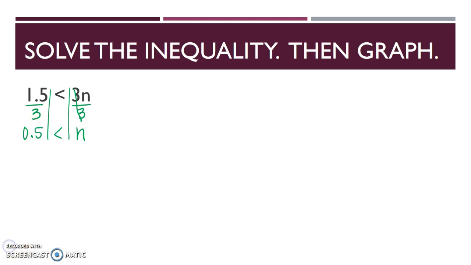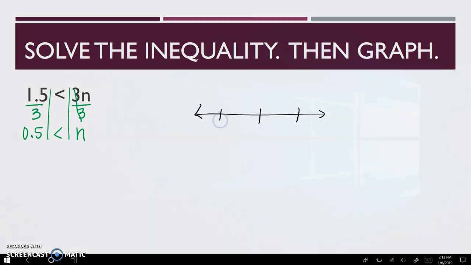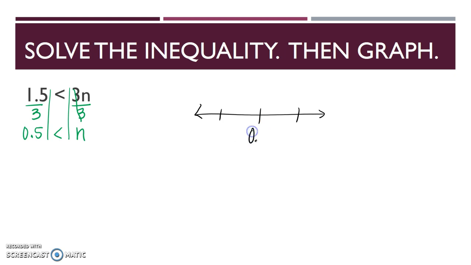So then our last step here is to plot on a number line. We did not need to flip our inequality sign because we divided both sides by a positive number, not by a negative number. So we leave everything else alone. So I'm going to plot my 0.5. Again, I'm just going to count by halves. So I've got 1 to the right and 0 to the left.